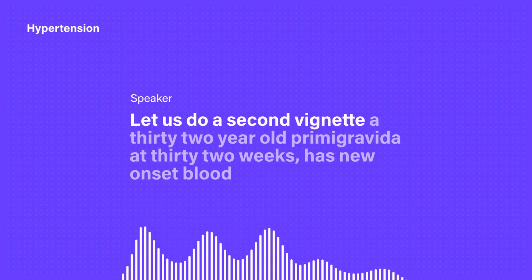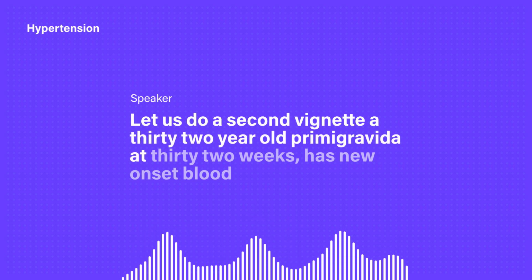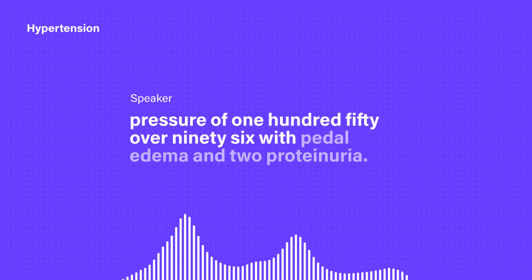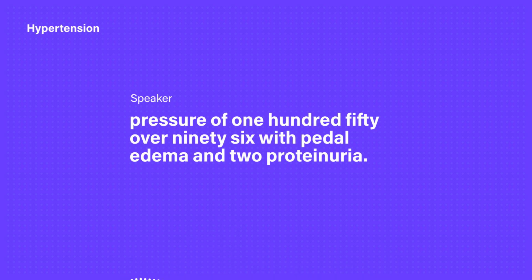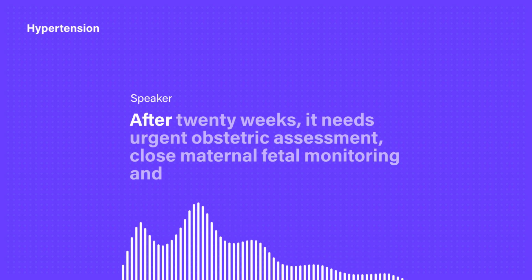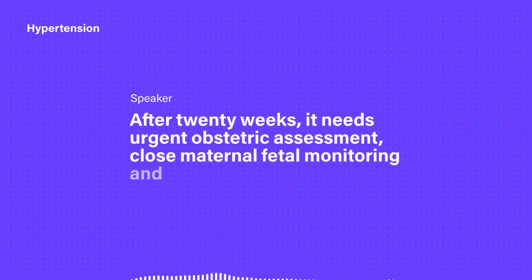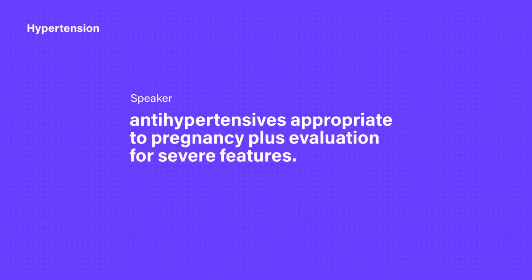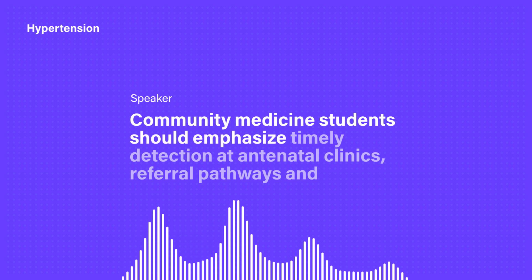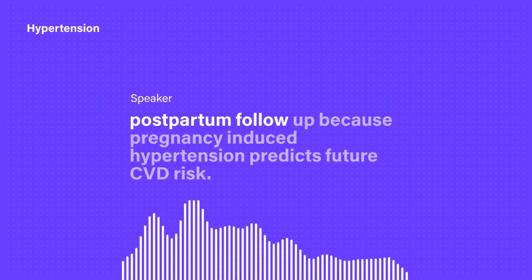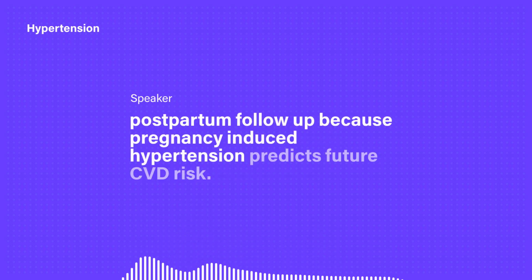Let us do a second vignette. A 32-year-old primigravida at 32 weeks has new onset blood pressure of 150/96 with pedal edema and 2+ proteinuria. Thoughts? That is preeclampsia, hypertension in pregnancy with proteinuria after 20 weeks. It needs urgent obstetric assessment, close maternal fetal monitoring, and antihypertensives appropriate to pregnancy, plus evaluation for severe features. Community medicine students should emphasize timely detection at antenatal clinics, referral pathways, and postpartum follow-up because pregnancy-induced hypertension predicts future CVD risk.